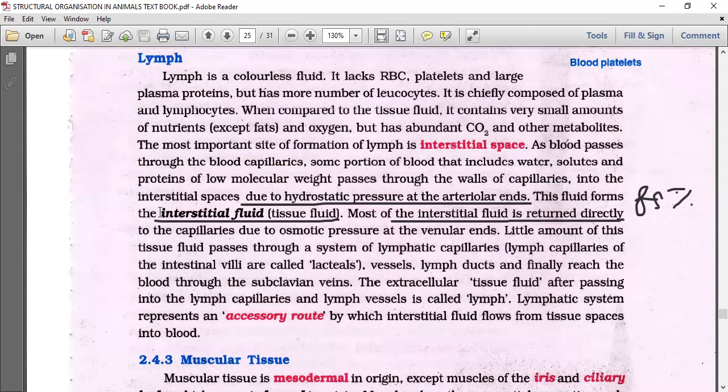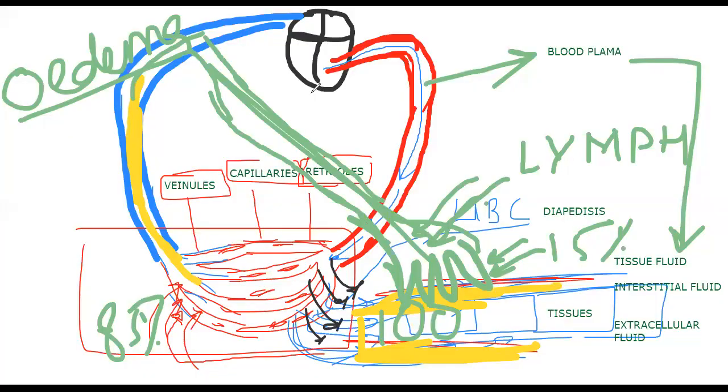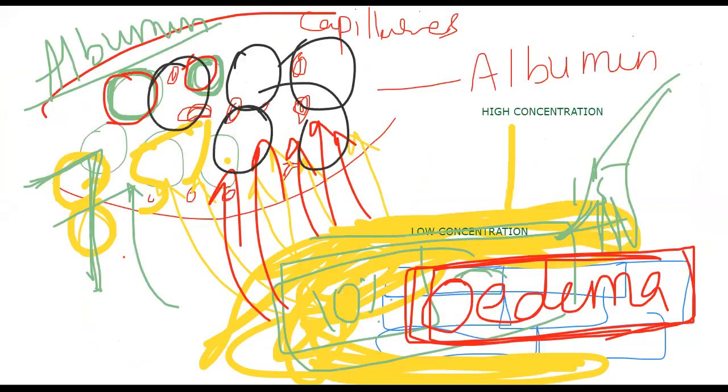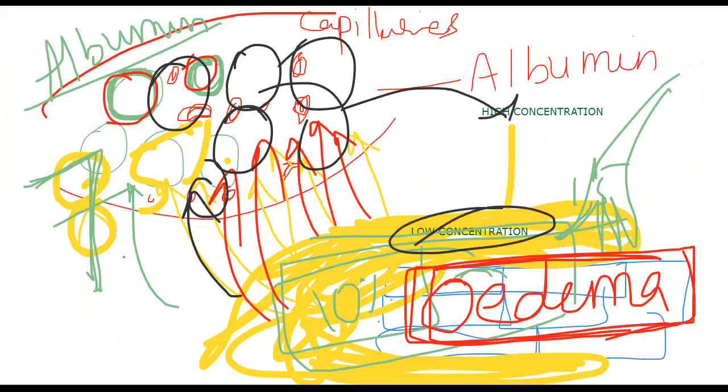How? That is due to the osmotic pressure at the venular ends, that it is returned back. Now I am showing here how it is returned back. So, venular end. Then how is it returned back? Concentration gradient. Because of albumin protein molecules, the concentration gradient is created. That means high concentration in capillaries and low concentration in the tissue fluid. This concentration difference makes the fluid return back.